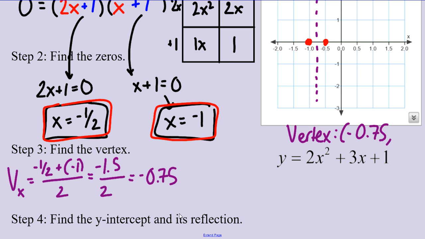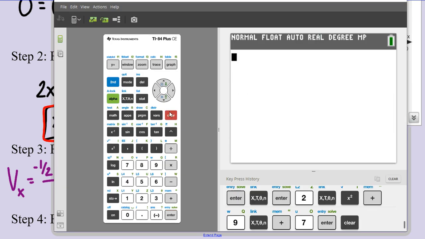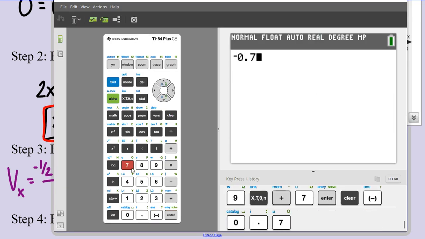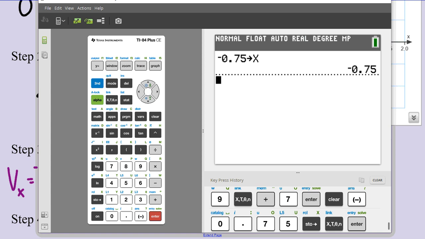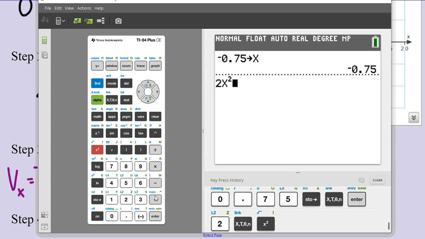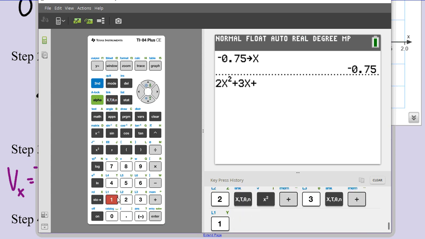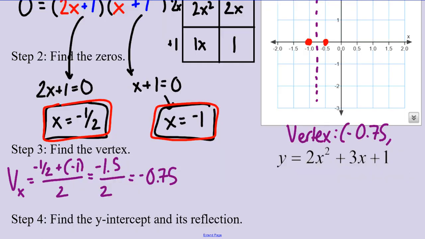So that's where I'm going to use the calculator store feature. So I'm putting negative 0.75 in for x in my calculator. So negative 0.75, I'm going to save this for x and then hit enter. Then I just type the equation in. It was 2x squared, 3x, and 1. So 2x squared plus 3x plus 1. If you don't have the storing thing in, then you're just going to have to put parentheses and type negative 0.75 in wherever you see an x. We get that the y-coordinate is negative 0.125.